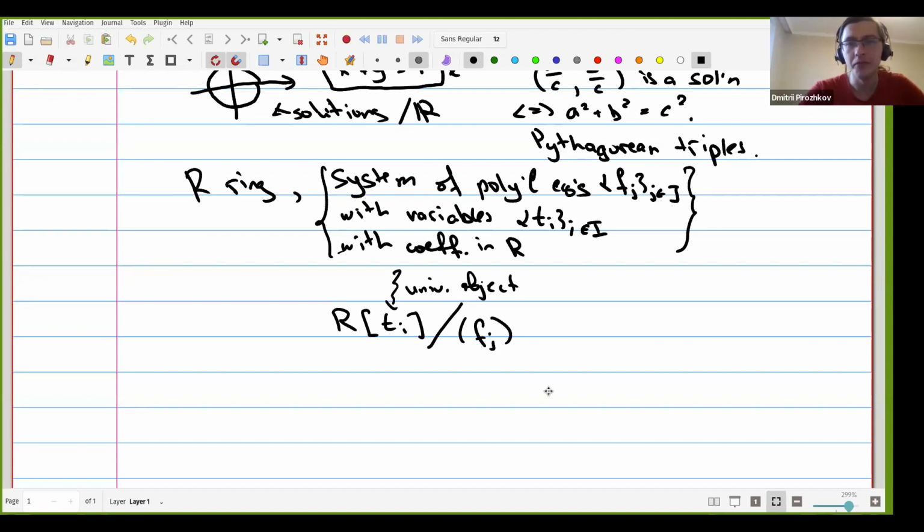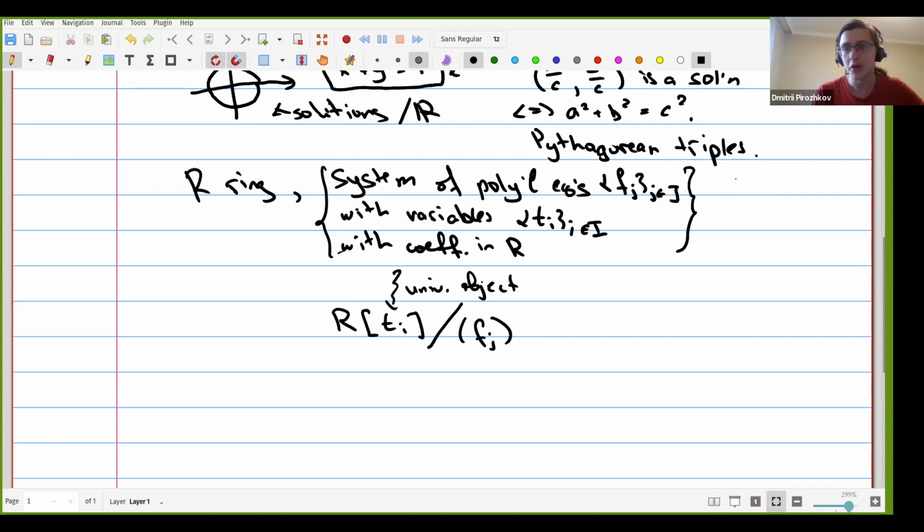So this is kind of a universal ring in which the system of polynomial equations has a solution. Because if you just take all those t_i's, then by definition of the quotient ring, they satisfy the equation. Because when we plug them into an equation f_j, we get something that lies in this ideal by definition. And so it is 0 in the quotient ring.